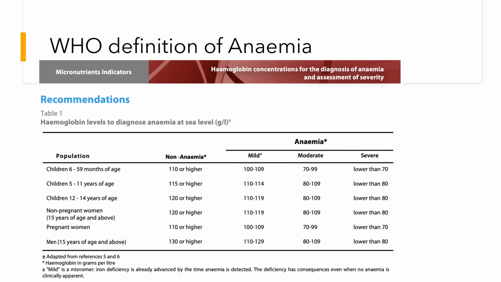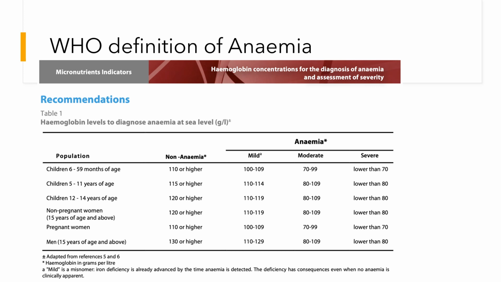According to WHO definitions, anemia is defined in males as hemoglobin less than 13, in females who are not pregnant when hemoglobin is less than 12, and in pregnant ladies when it is less than 11. Again, it is categorized as mild, moderate, and severe anemia.